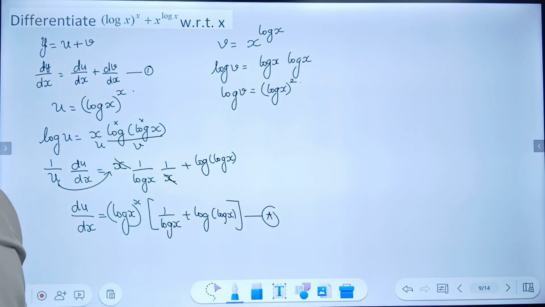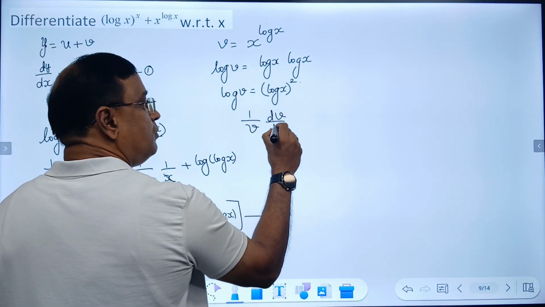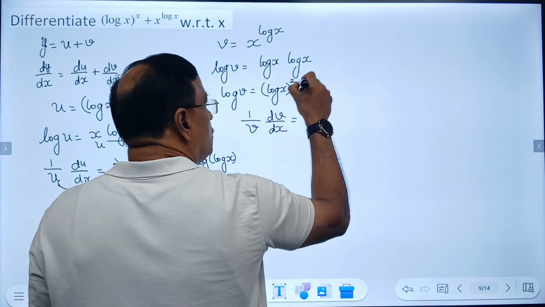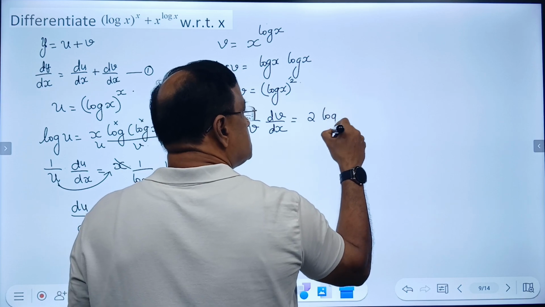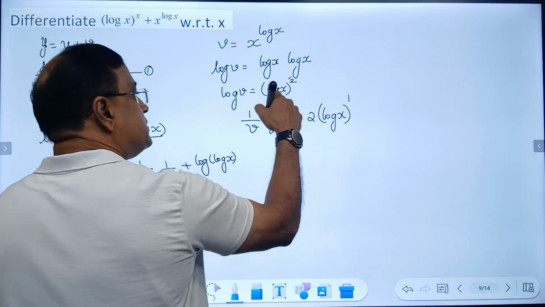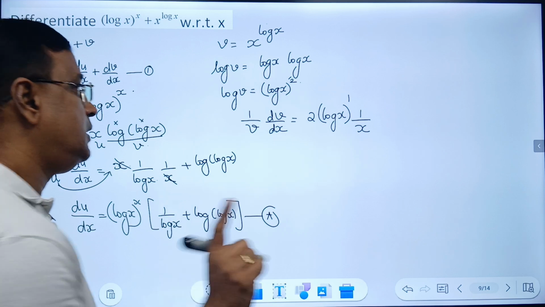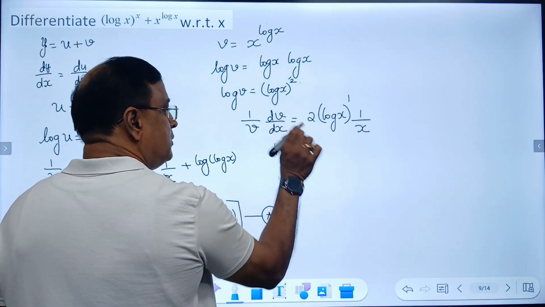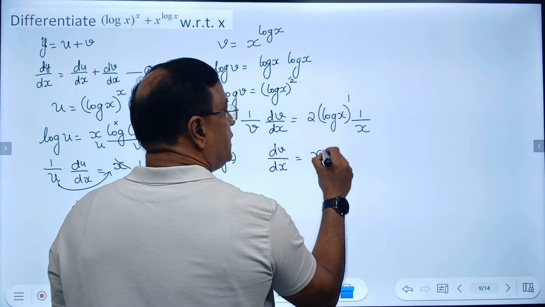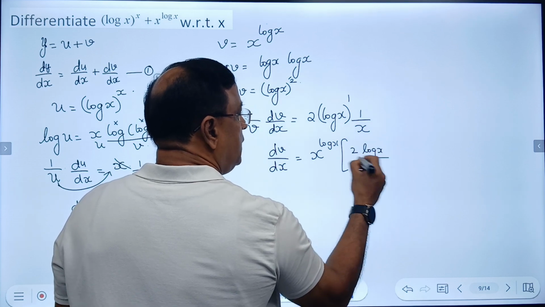Now differentiate. What is differentiation of log v? It will be 1 by v dv by dx. Chain rule. Now how do I differentiate this? Again chain rule. Start with the outermost, that is 2 log x the whole power 2 minus 1. After the power go inside, differentiation of log x is 1 by x. Now differentiation of x is 1. That's it. So dv by dx is v into, what is v? V is x power log x into 2 log x by x.